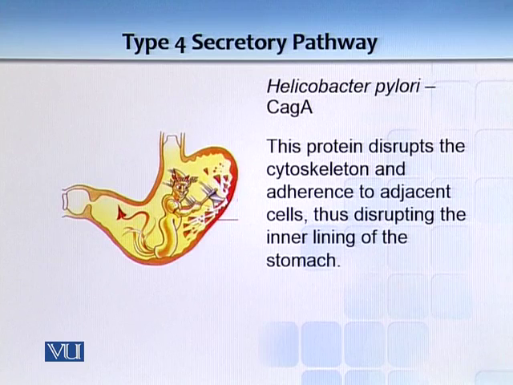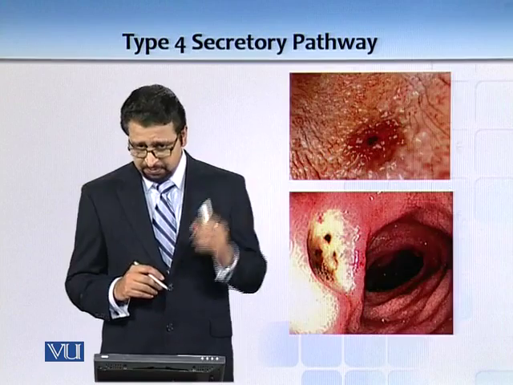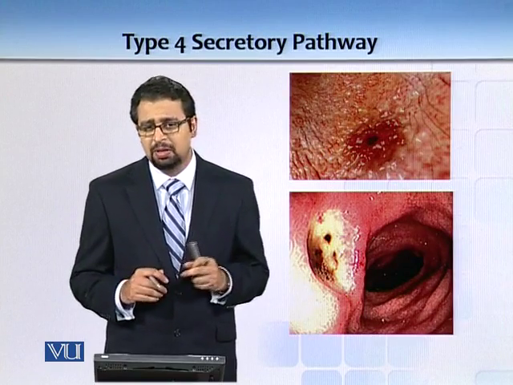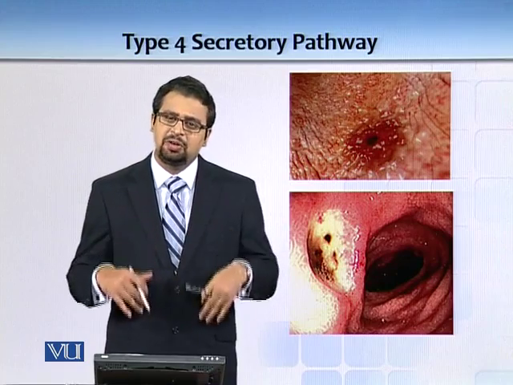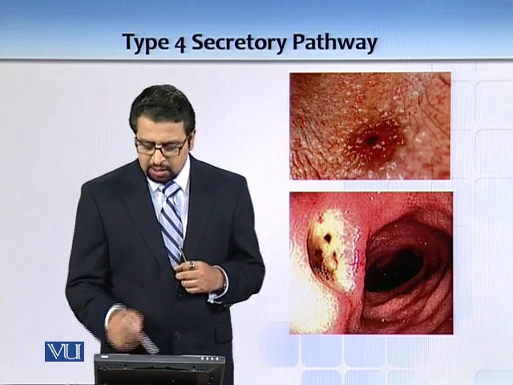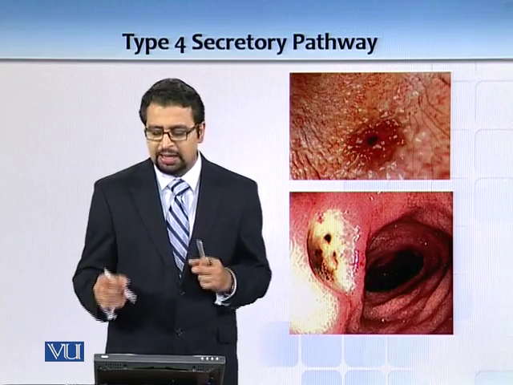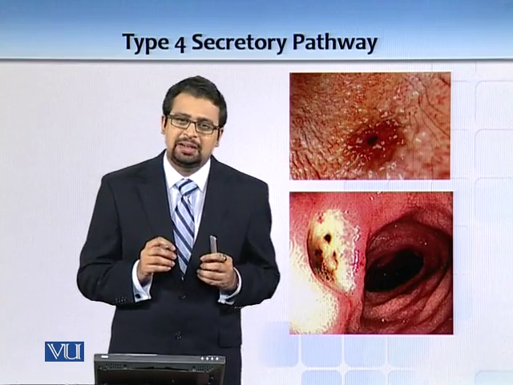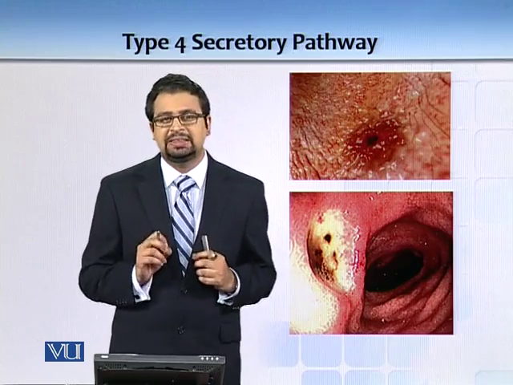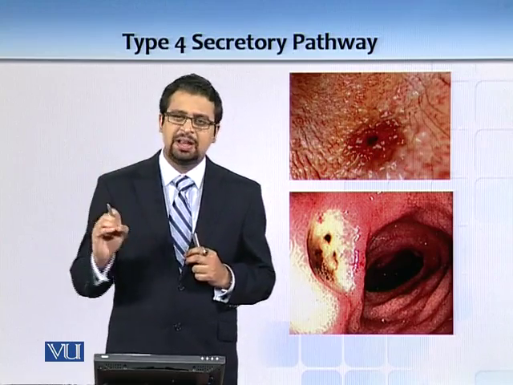This is a very good image because it shows how Helicobacter pylori basically breaks up the mucous layer of the stomach. Basically, it disrupts the cytoskeleton and adherence to adjacent cells, thus disrupting the inner lining of the stomach. And if you look at the clinical studies, it's a huge burden. You can see two images here which are gruesome: a hole in the inside lining of the stomach wall and a perforation in the duodenal lining. So you can see that these secretory pathways are very, very important.